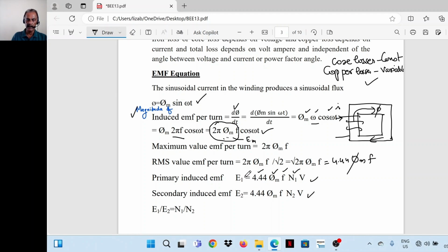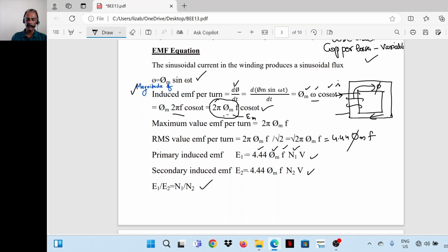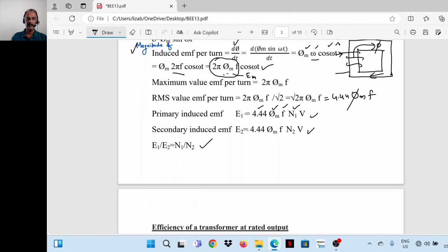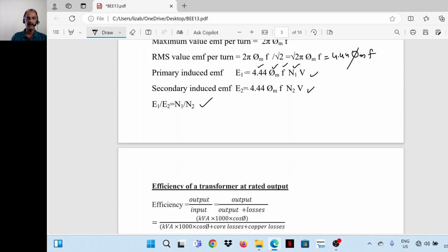From these equations, E1 by E2 is equal to N1 by N2. Straight away, if you divide, you will get this equation. The ratio of primary to secondary induced EMF is equal to N1 by N2, the numbers of turns. Turns ratio is equal to voltage ratio.